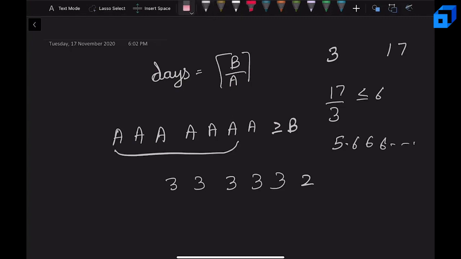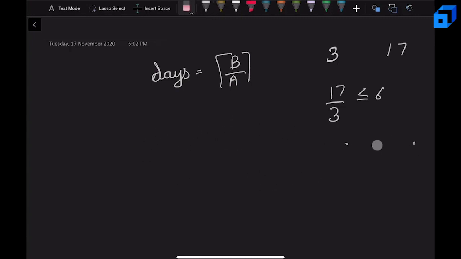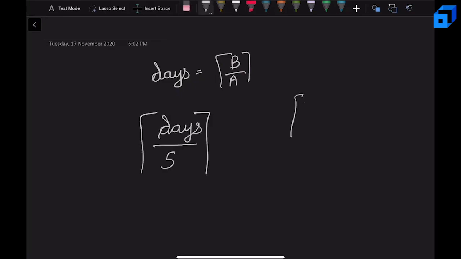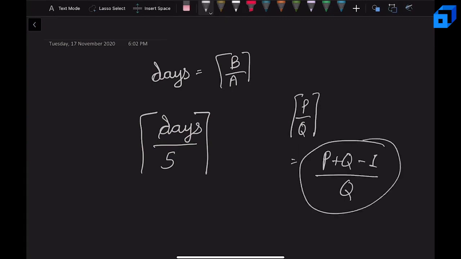So now we know the number of days. To find the number of weeks, we can use a similar idea, because we know that in a week we will only open the shop for 5 days. So the total number of weeks will be ceil of days by 5. And to calculate the ceil of P by Q, we can use the formula (P plus Q minus 1) by Q, where this is the integer division. So for example, for 17 by 3, this will be 17 plus 2 by 3, which is 19 by 3, and this will be 6 because we are only calculating the integer division.